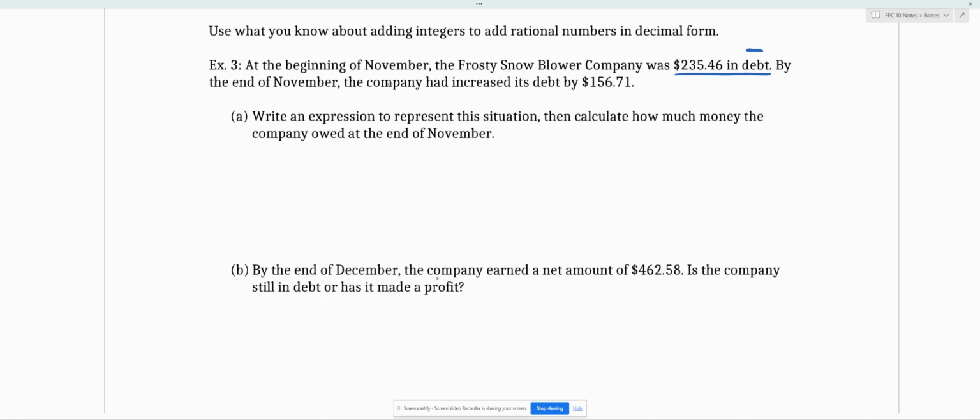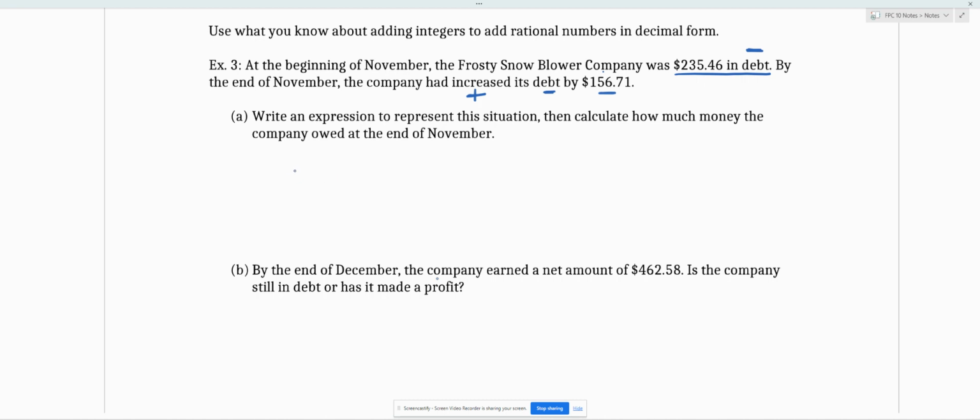And by the end of November, the company had increased its debt. So we're adding debt. Increased is addition, and debt again is a negative number. So increasing is adding, and again, saying that it's debt, this keyword debt, I should have underlined that, that is negative. So we're going to write an expression of this situation, then calculate how much money the company owed at the end of November.